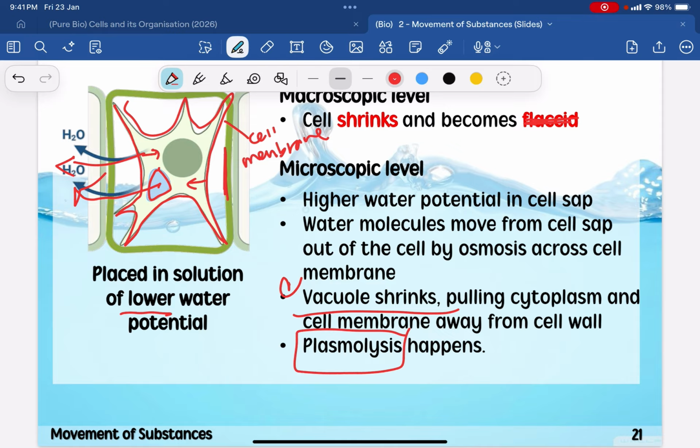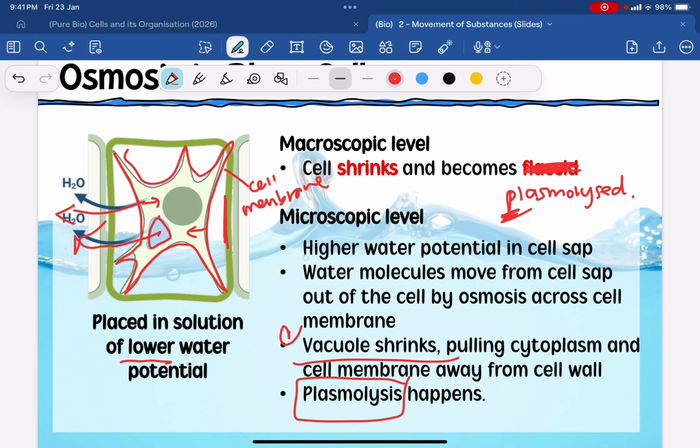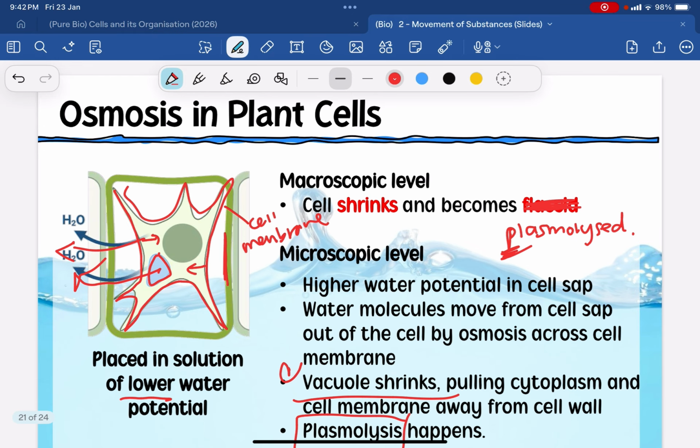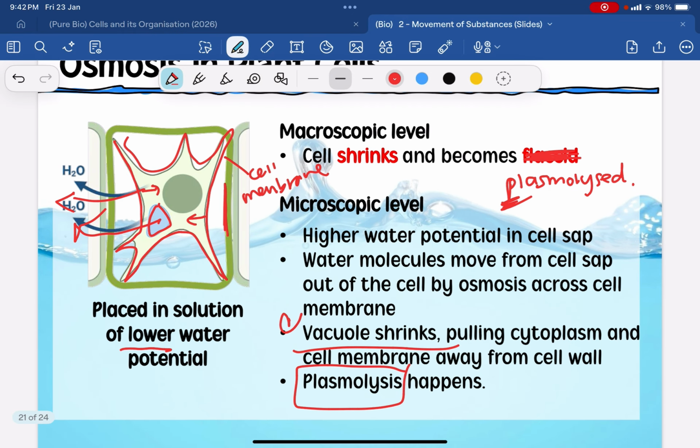I would prefer you not to use this word, just use the word: the plant is actually plasmolysed. Why do I use this? Because P is for plant and it's easier to remember compared to flaccid. So the plant goes into a state of plasmolysis. The plant is plasmolysed. The plant cell is plasmolysed.